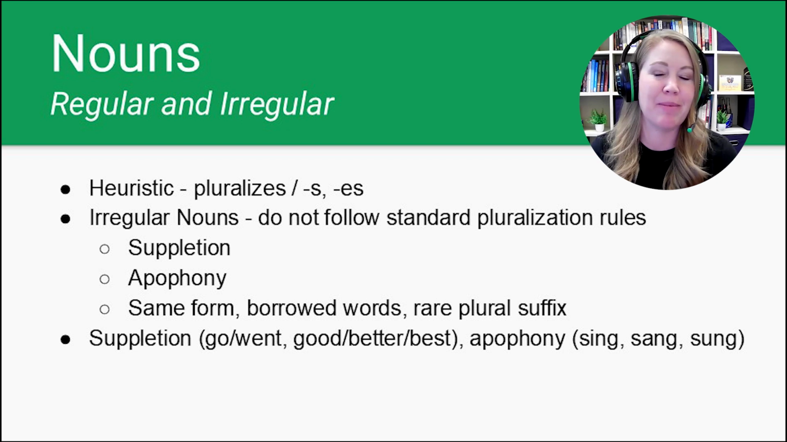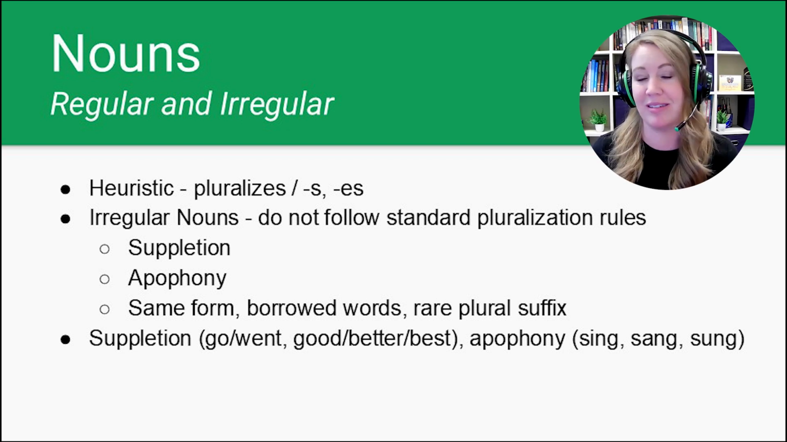Some other ways we can examine these irregular nouns. We have irregular nouns where there's no change at all. The word stays the same, whether it's singular or plural, like sheep, deer, and fish.